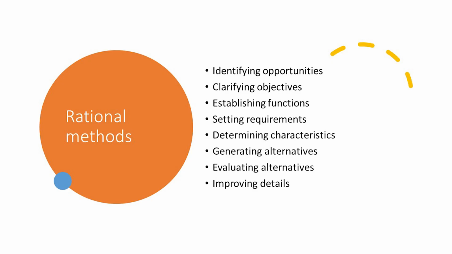So, clarify the objectives, establish the functions, then set requirements, determine the characteristics of your product, generate the alternatives. Okay, this is also known as concept generation, and then concept selection or evaluate the alternatives. Okay, then improve the details, and that is how you can go about solving a problem.